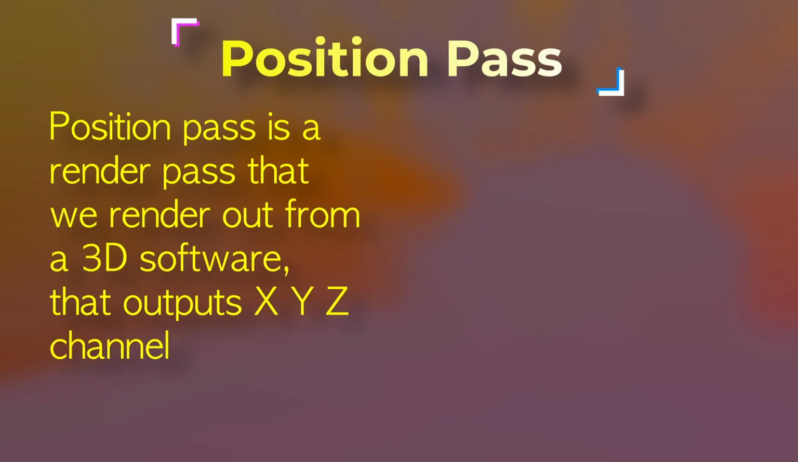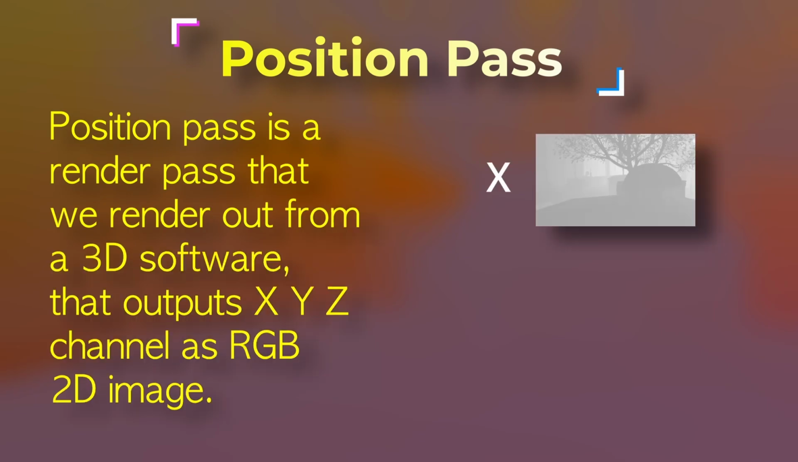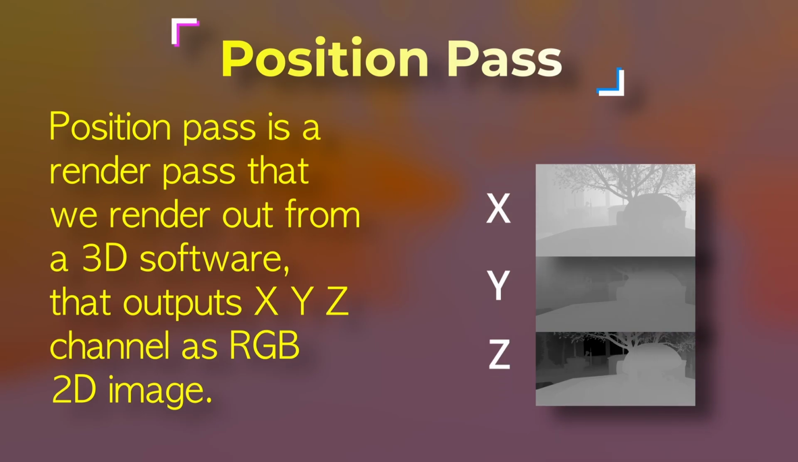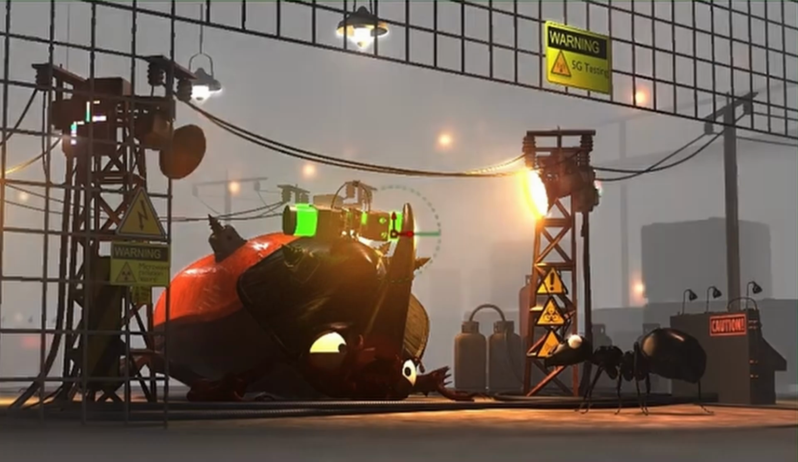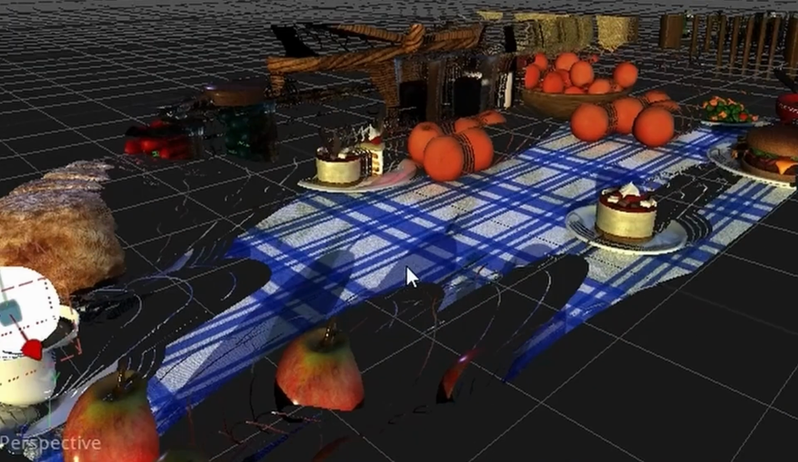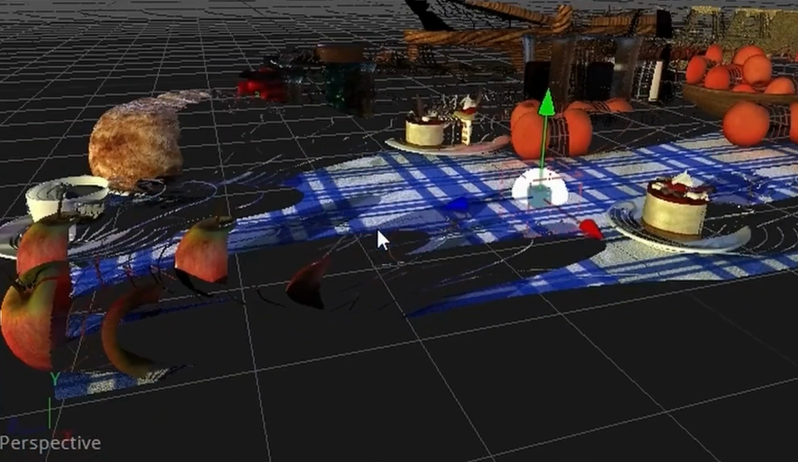So at the core of deep pixel compositing is the position pass. Now, what is a position pass? A position pass is a render pass that we render out from 3D software that outputs X, Y, and Z channels as an RGB 2D image. And using this position pass, we can create a volumetric effect such as fog. We can create volumetric holdout mattes to color grade or create special effects. And we can use the position pass to incorporate 3D elements in our compositing.